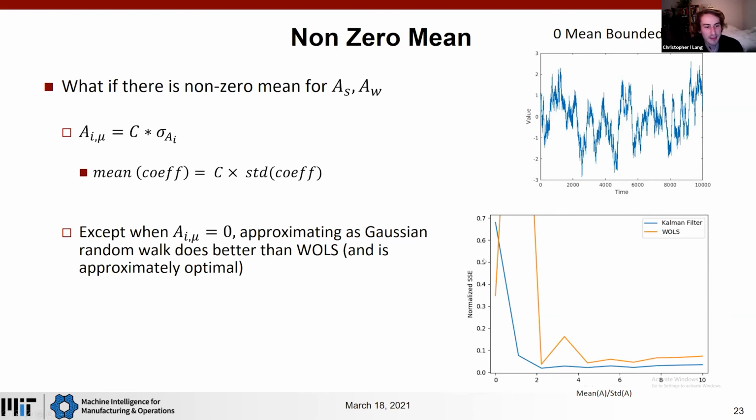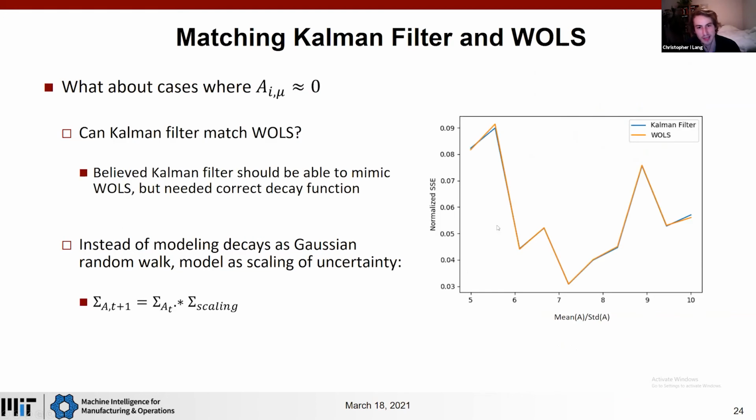To tie this up a little bit, it bothered me that even when we had zero mean processes, which is when we're most likely to get eigenvalues that cross zero, the WOLS model performed better than the Kalman filter. And I felt like that shouldn't be the case. There should be some way to approximate or mimic a WOLS model using this Kalman filter.